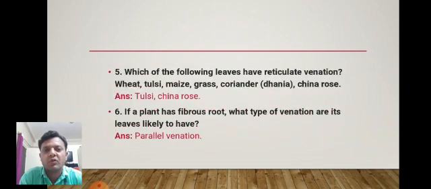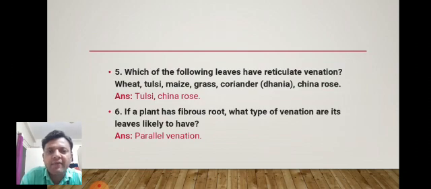Question number 5. Which of the following leaves have reticulate venation? Wheat, tulsi, maize, grass, coriander (dhania) or China rose. So the answer is tulsi, China rose and coriander also. Okay, tulsi, China rose and coriander you can write.